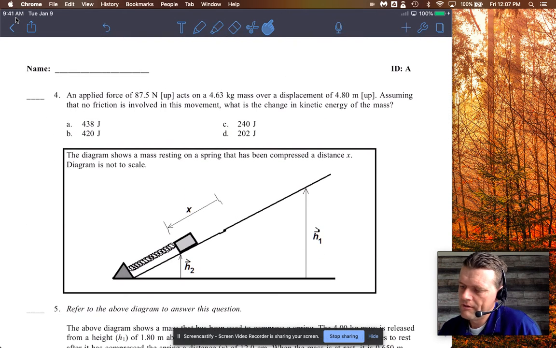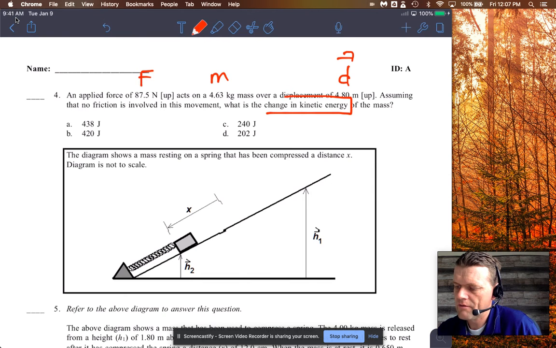Okay, so number 4, a classic question. Just identify everything quick as you go through it. So there's a force. It acts on a mass over a displacement up of 4.8. Assuming there's no friction in this movement, what is the change in kinetic energy for the mass? That is carefully delta EK.